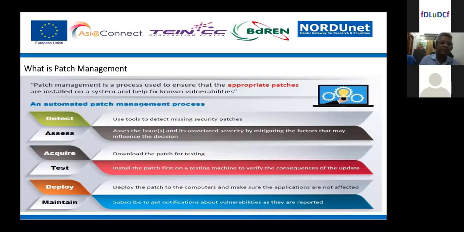So what will the patch management system do? It will do five things. Number one, detect. This tool will detect the missing security patches. What type of security is missing? It will inform you. And then assess the issues and their associated severity by mitigating the factors that may influence the decision.